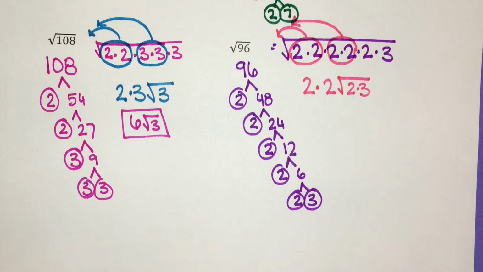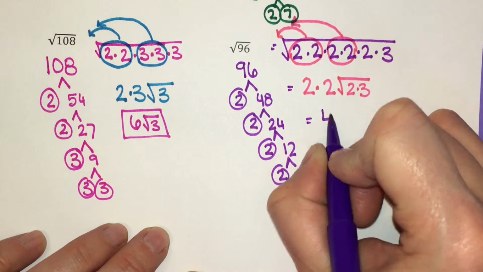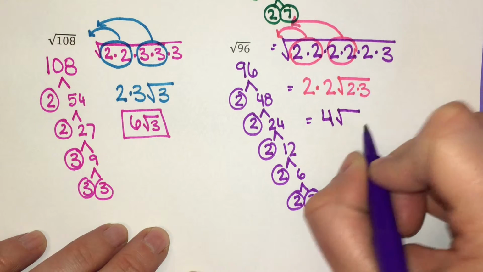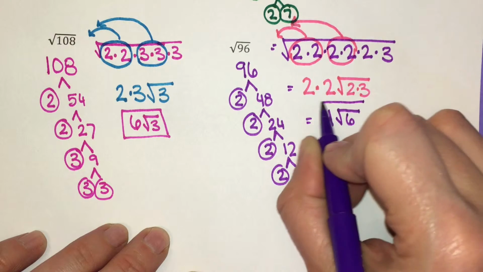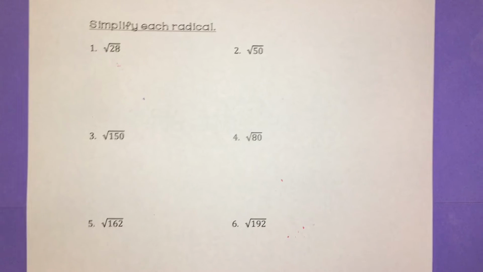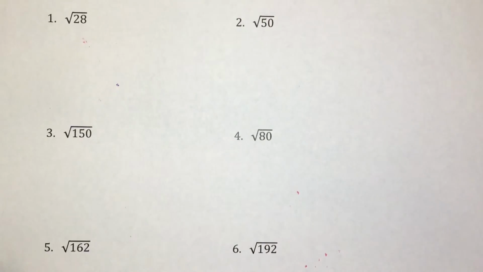So now I'm going to re-multiply everything together. We have 2 times 2 is 4 on the outside. And underneath the square root is 2 times 3, which is 6. That is our answer. All right, so I'm going to give you 6 problems, very similar to the ones that I just did with you. Go ahead and go through them, and when you're finished, I will go through the answers with you to make sure you got them correct, just so you can double check yourself.